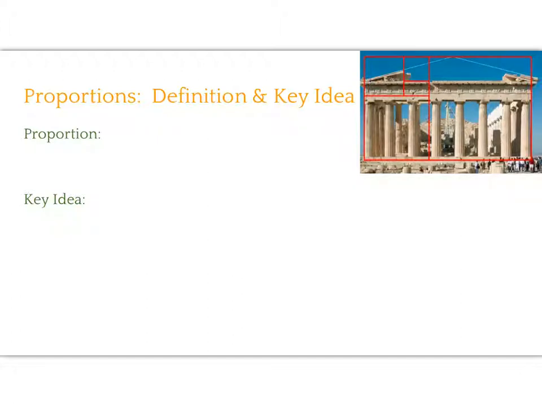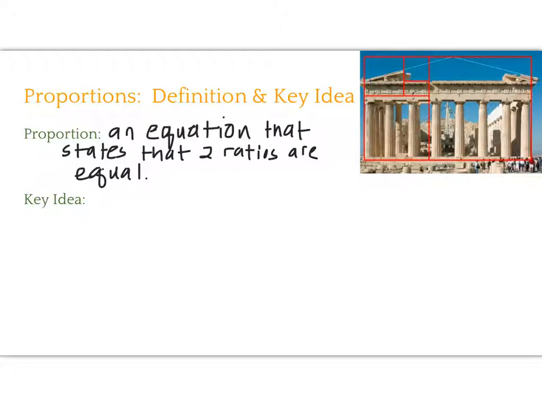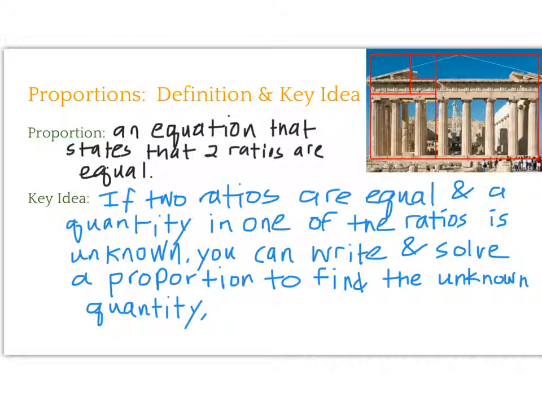Proportion: an equation that states that two ratios are equal. A proportional relationship can produce an infinite number of equivalent ratios. Any two of these can be used to write a proportion. Key idea: if two ratios are equal and a quantity in one of the ratios is unknown, you can write and solve a proportion to find the unknown quantity. And thus we can use algebra to solve proportions.